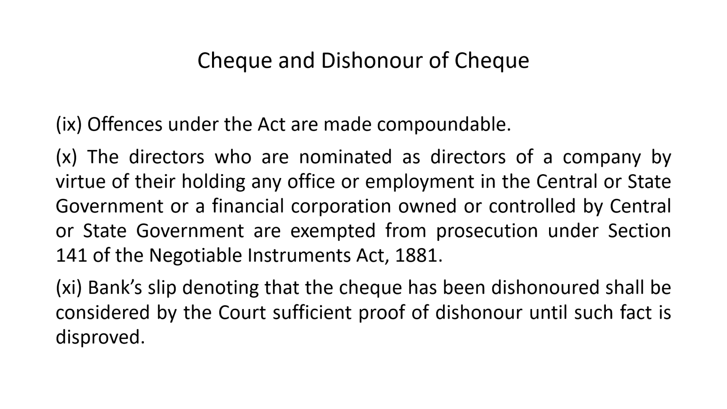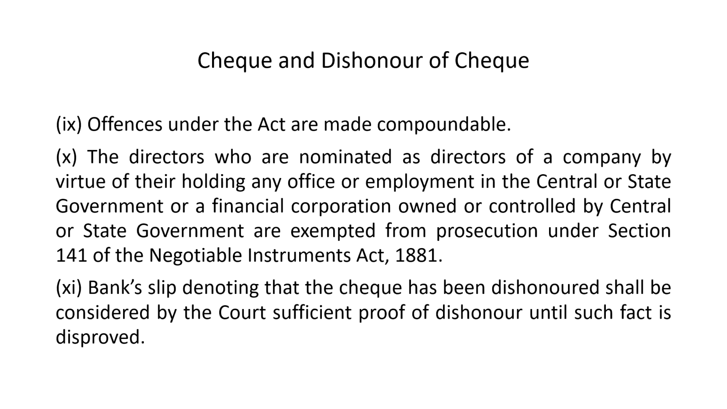The directors who are nominated as directors of a company by virtue of their holding any office or employment of the central or state government or a financial corporation owned or controlled by the central or state government are exempted from the prosecution under section 141 of the Negotiable Instruments Act 1881, because they are, why? Because if there is no fund, personally he is not liable for it, so the exemptions have been made.